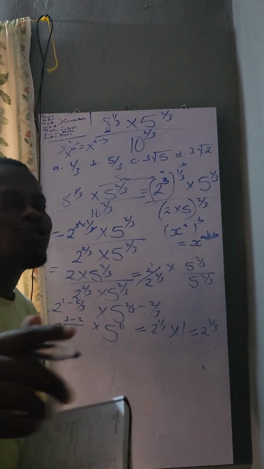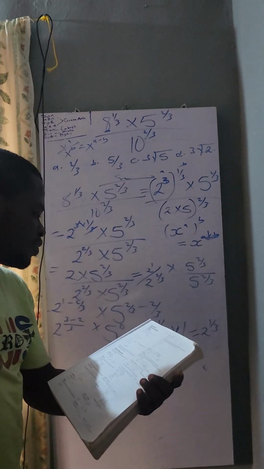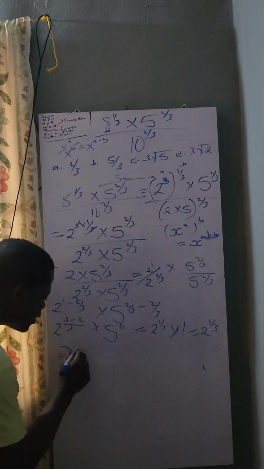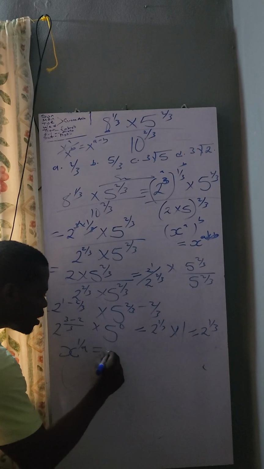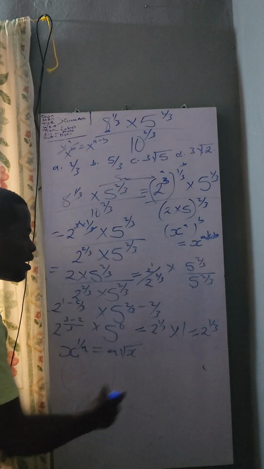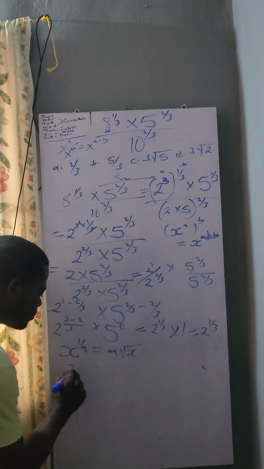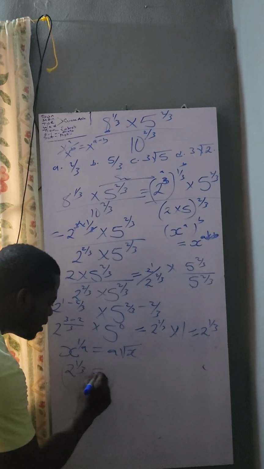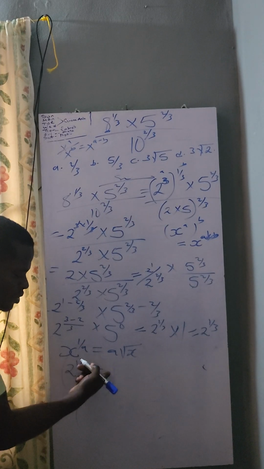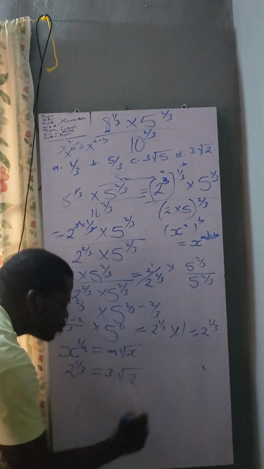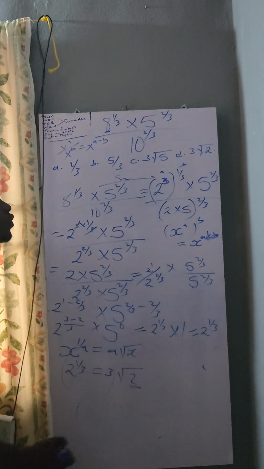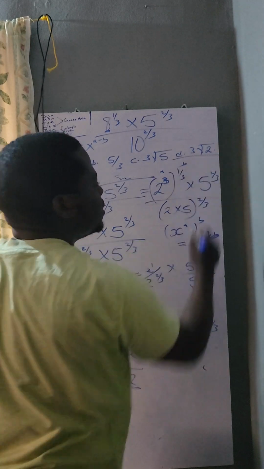Now, go back to when I started doing fractional indices. What I said is, if you have x raised to 1 over a, it equals the a-th root of x. I need 2 raised to 1 over 3, right? So that becomes the cube root of 2. So what's our answer? The cube root of 2. Our answer here is D.